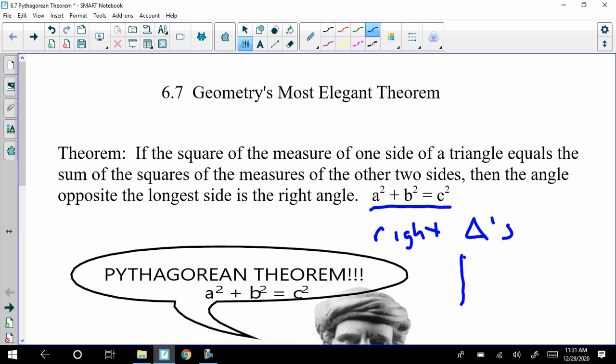Now, it's really important that we get this correct. We have a right triangle. The legs are A and B. The hypotenuse we're going to call C. The hypotenuse has to be the longest side because it's opposite a 90-degree angle. A and B are the legs. It doesn't matter which one of the legs is A or B. We square those sides. A squared plus B squared equals C squared. You should be able to solve this for the hypotenuse. You should be able to solve this for the legs.